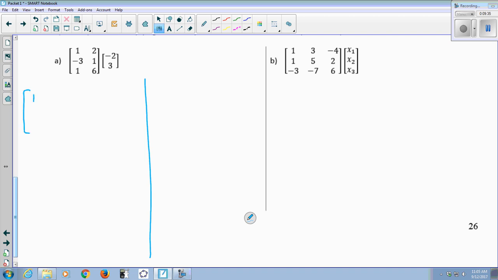So I'm going to have 1, -3, 1 with a weight of -2. Sorry, my phone. And then 2, 1, 6 with a weight of 3. Turn this off.